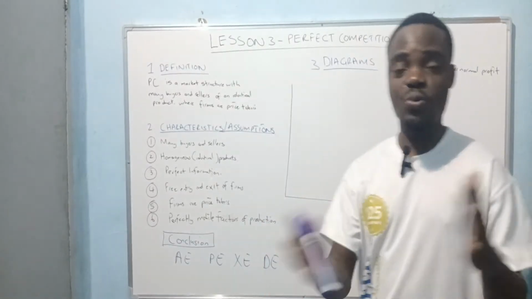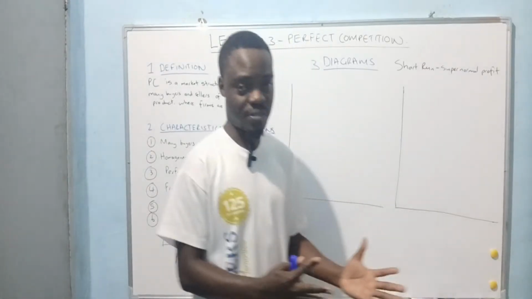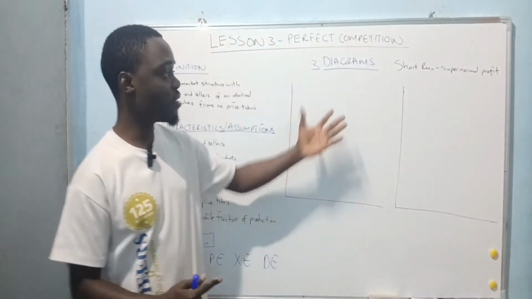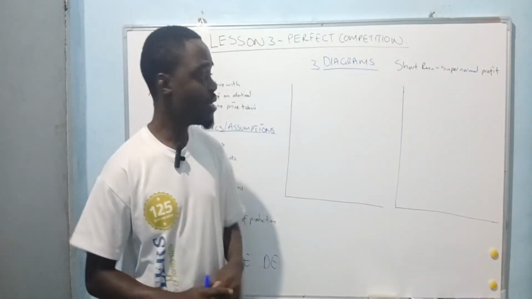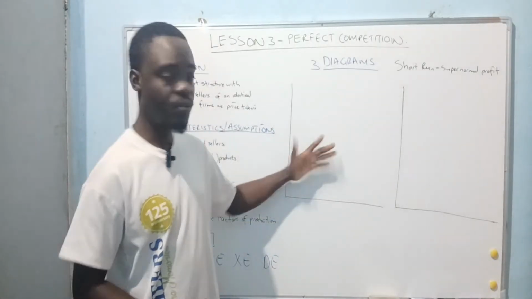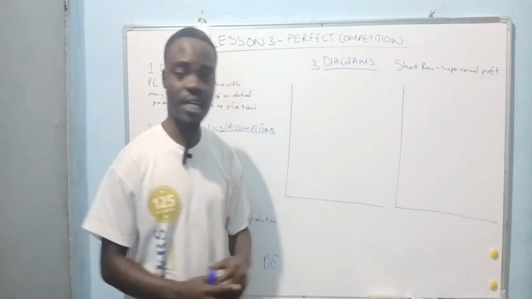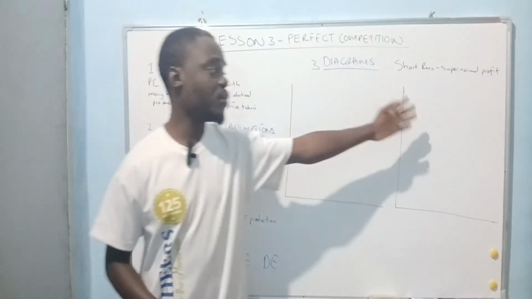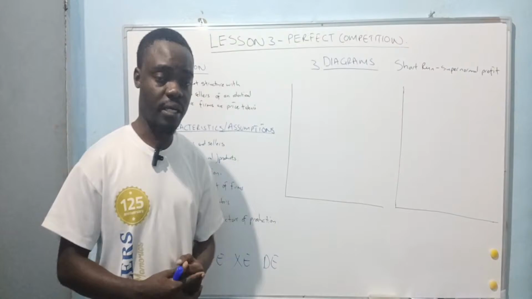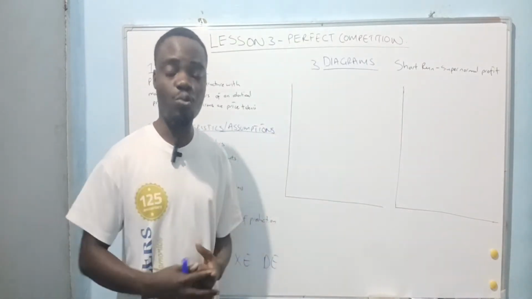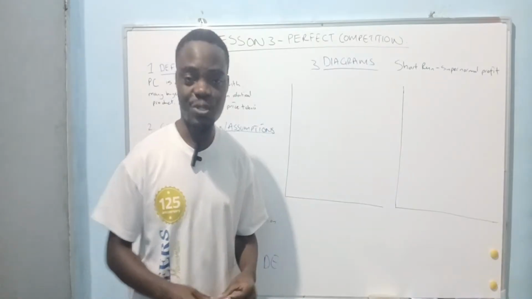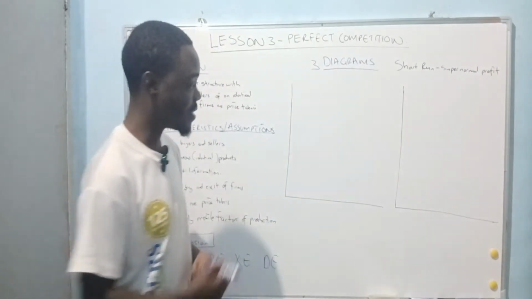So let's move on to the diagrammatic illustration of market structures, right? We are trying to look at how perfect competition behaves in the market. On the first diagram, I'm going to be drawing the market. Then you're going to be drawing the firm on the other side. We have to know that in perfect competition, firms enjoy what we call supernormal profits in the short run. So let's try to draw the diagram.